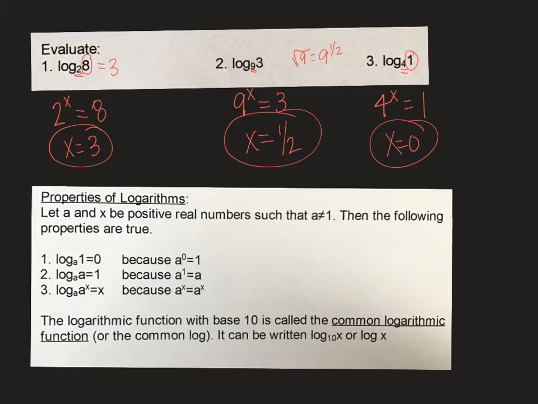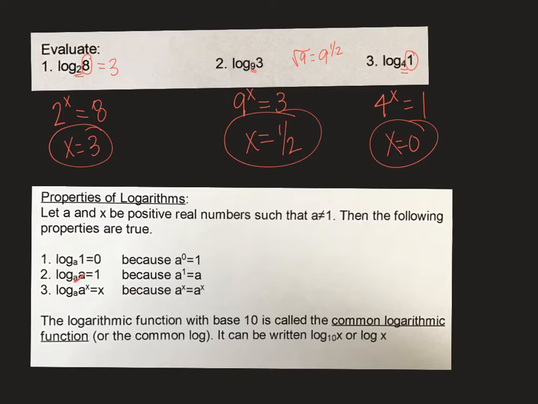We also have 3 main properties of logarithms. So again, a and x are positive real numbers. A still cannot be equal to 1. So if we have log base a of 1, that's going to be equal to 0, because like in number 3, a to the 0 power is always 1. If we have log base a of a, it's always equal to 1, because a to the first is a. You can also kind of think of it as those a's are canceling each other out.